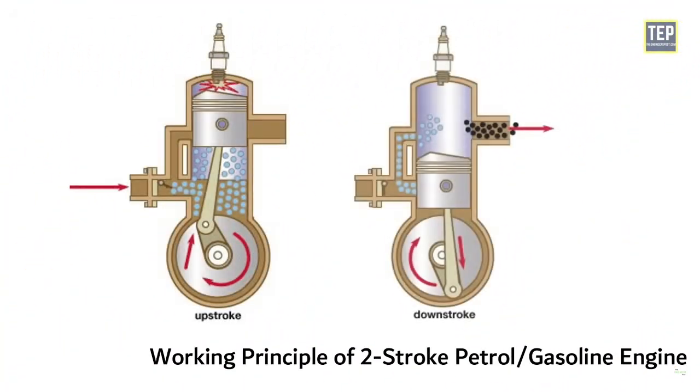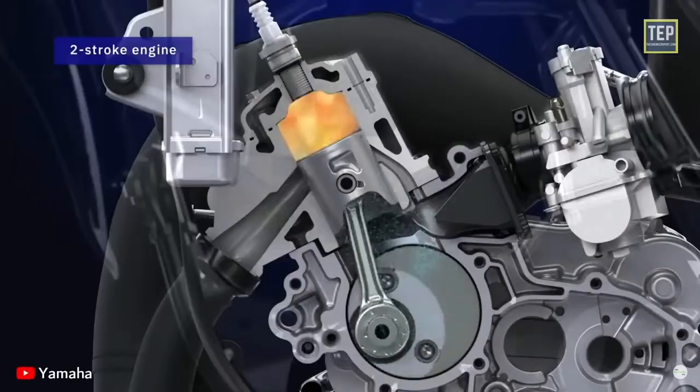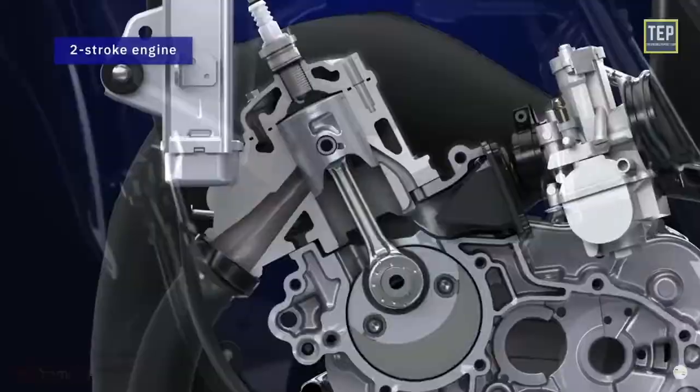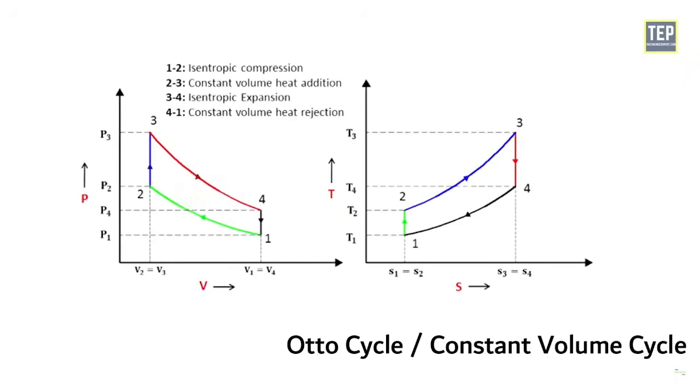Working of a two-stroke petrol engine. The two-stroke engine requires one revolution of the crankshaft, or two strokes of the piston, to complete the cycle of events. Two-stroke petrol engines also work on the principle of the Otto cycle.